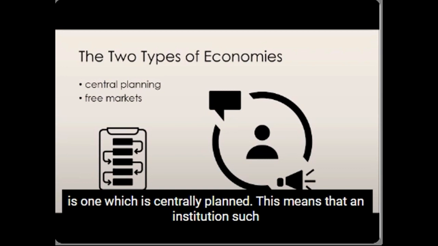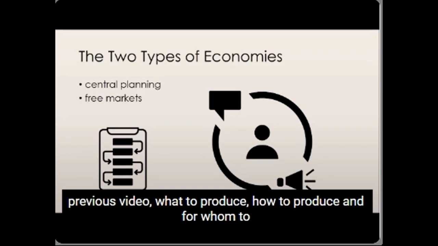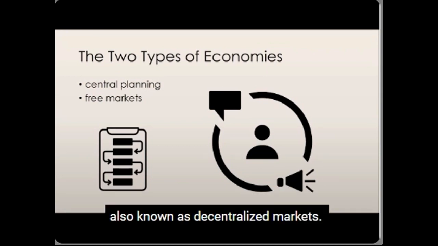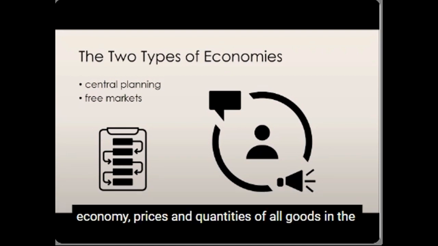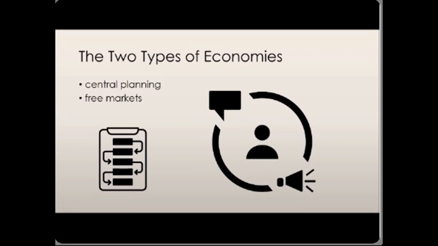This means that an institution such as a government will answer the 3 basic economic questions we have seen in a previous video. What to produce, how to produce, and for whom to produce is all decided by the government. Free markets are also known as decentralized markets. This means that no one person or institution runs the entire economy. Prices and quantities of all goods in the economy are determined by the market forces of supply and demand, which we will explore in the next series.